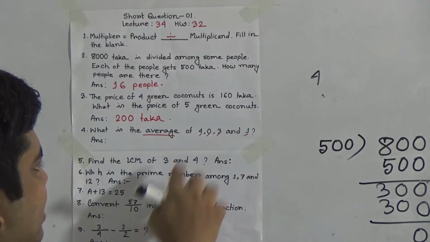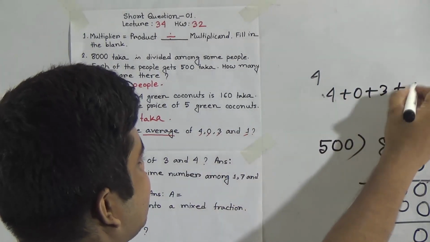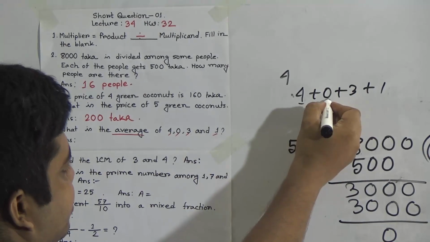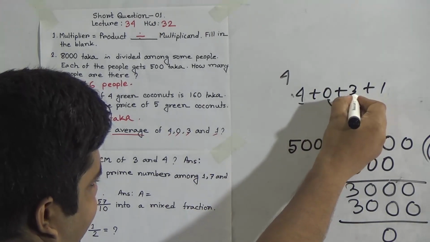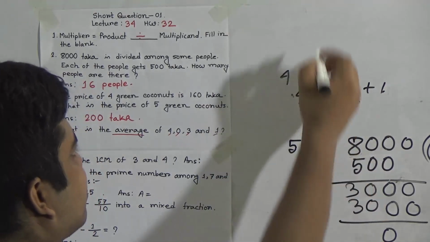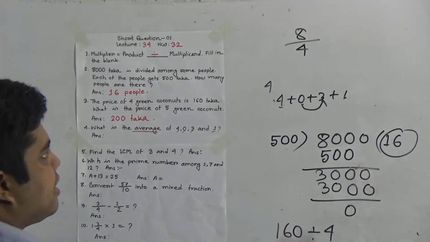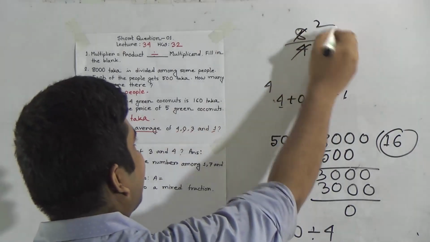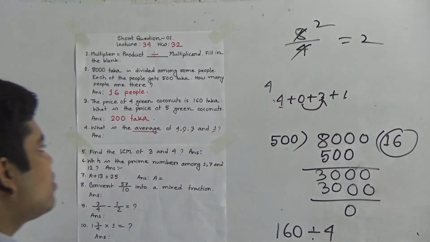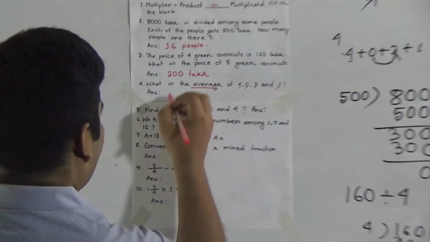So now we add these 4 data: 4 plus 0 plus 3 plus 1. 4 plus 0 is 4, and 3, 4 plus 3 is 7, 7 and 1, 7 plus 1 is 8. That means 8 divided by 4. We divide this 8 by 4 and we get 2. So this 2 will be the average of these 4 numbers. So the right answer is 2.